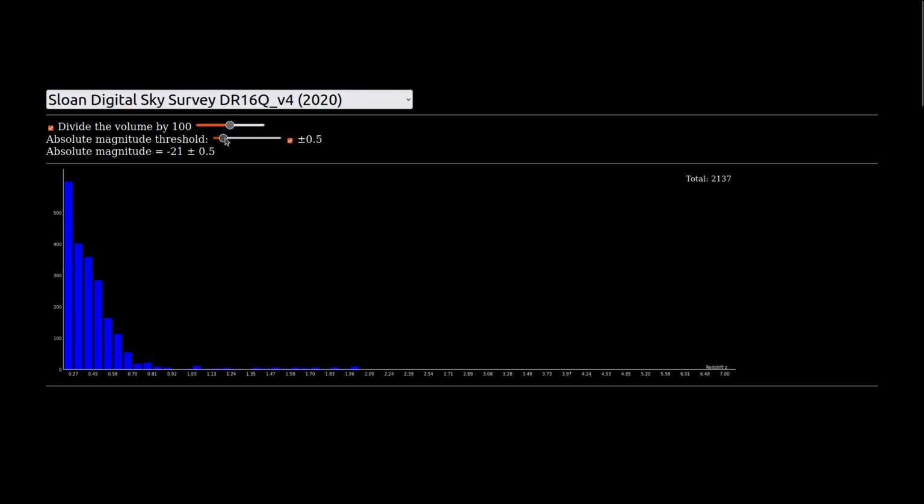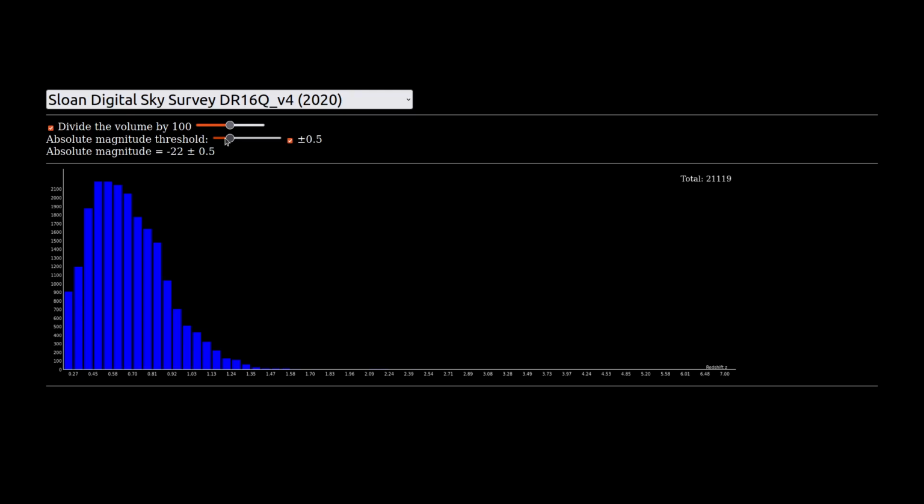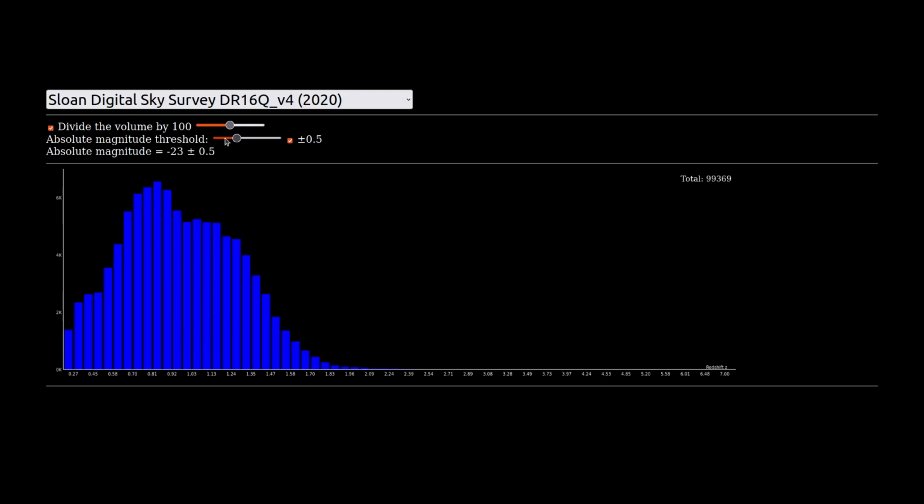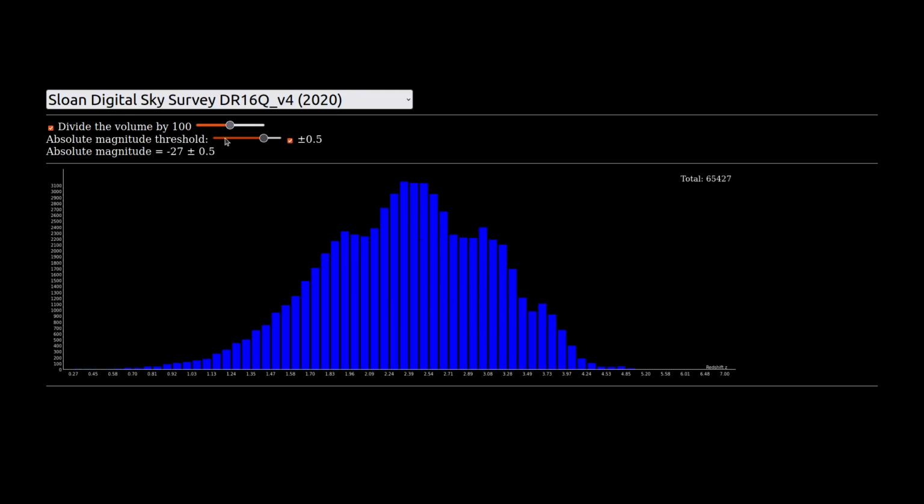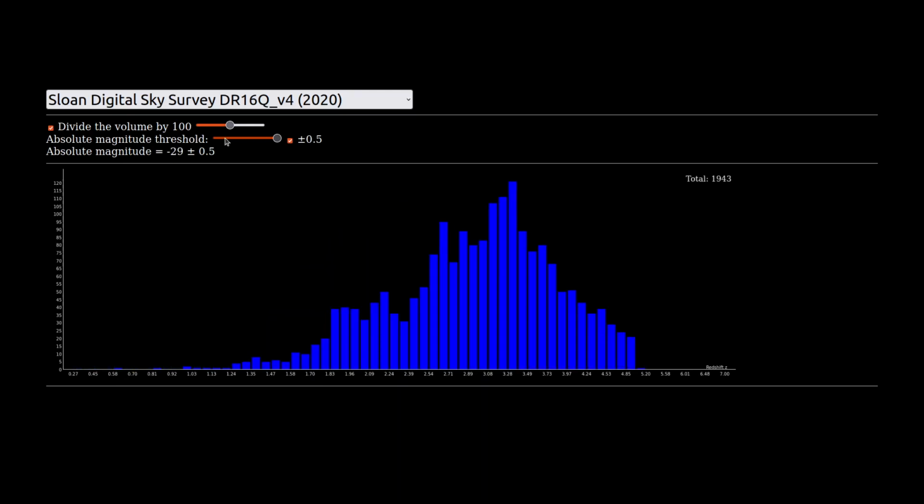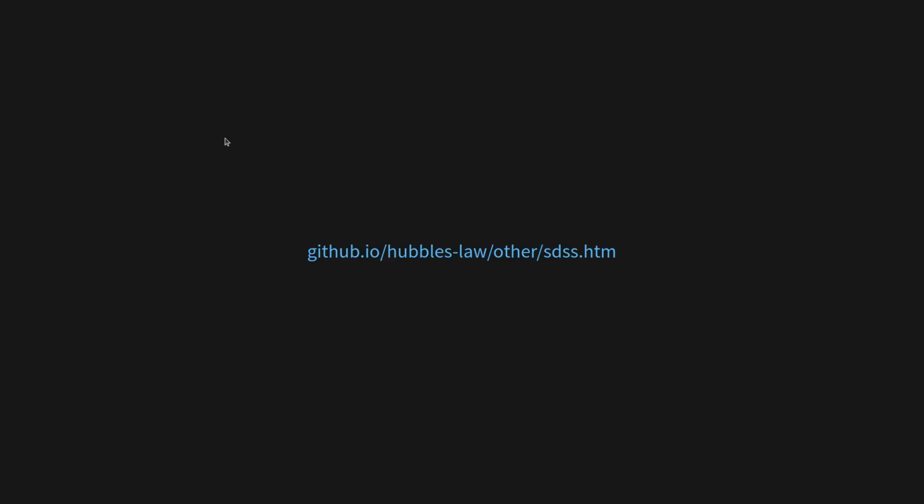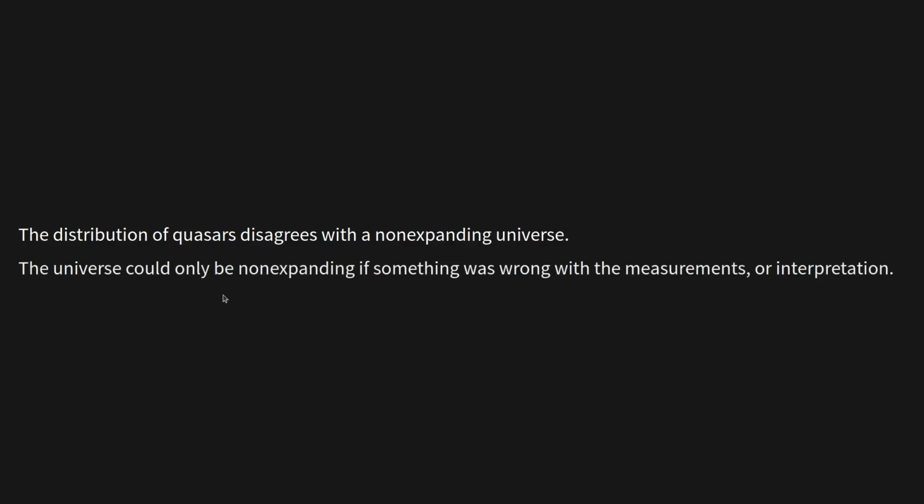And we see that they're all stacked up near us. And as I increase the magnitude, or as we get brighter anyways, then that peak is going to move away from us. So this distribution of quasars disagrees with the non-expanding universe. It's not what we'd expect. The universe could only be non-expanding if something was wrong with these measurements or interpretation.